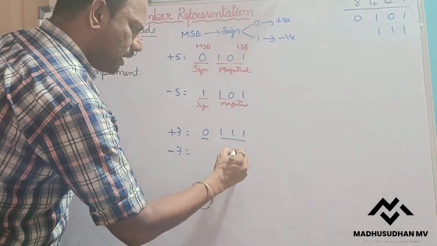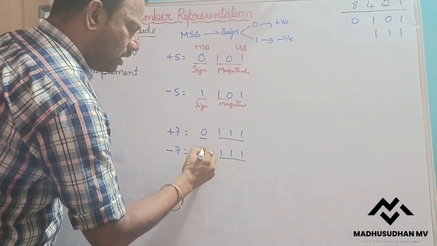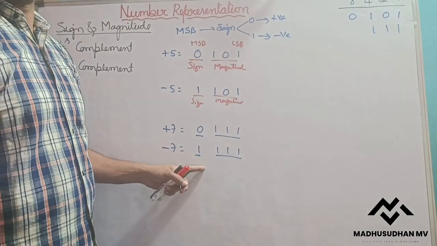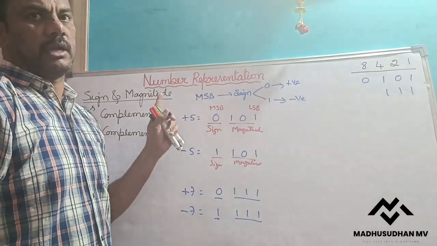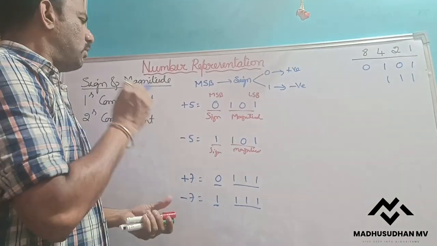So same, the magnitude remains the same, this is magnitude, this is 1. This is minus 7. This is in terms of sign and magnitude. Now let us see ones complement.